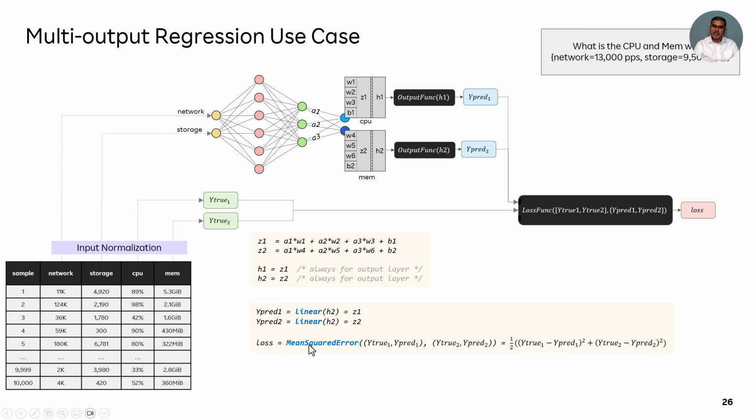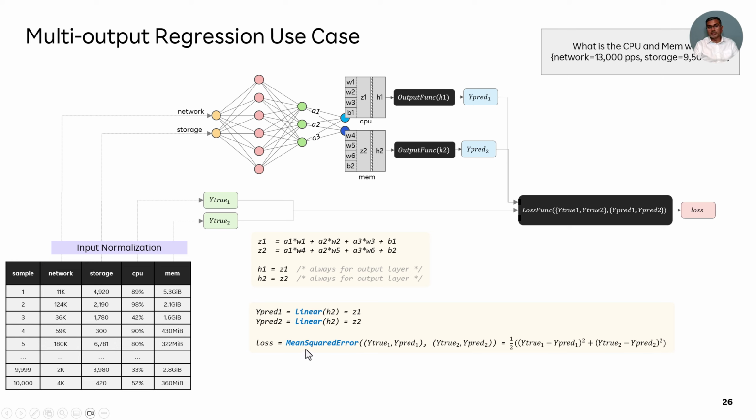Now the loss function again is mean squared error. Which means that you take the difference, y true 1, the ground truth value, subtract y pred 1 from it, and square it. You take the second output value, y2, the ground truth value, subtract the predicted value, square it, add them up, and divide by 2. You essentially have two values that you're predicting here. That's why it's called mean squared error.